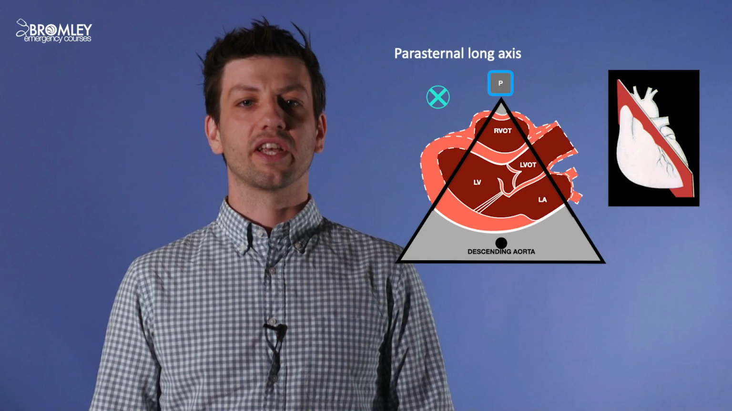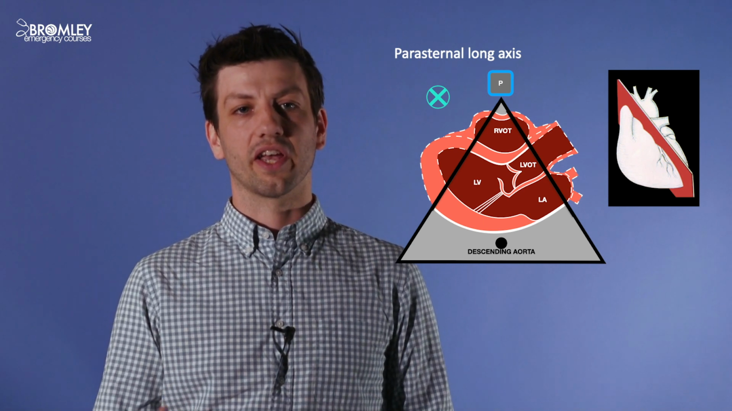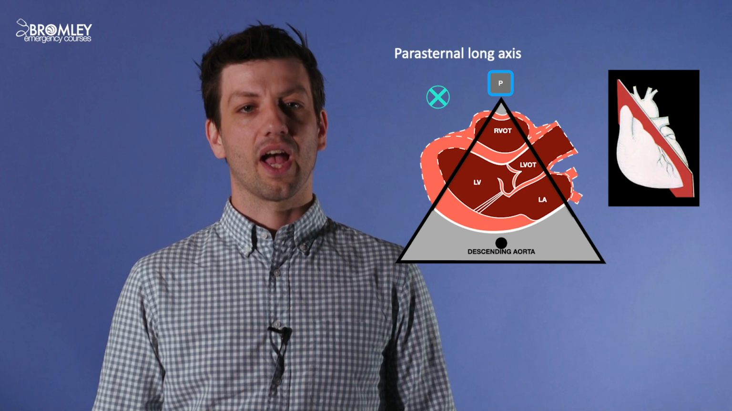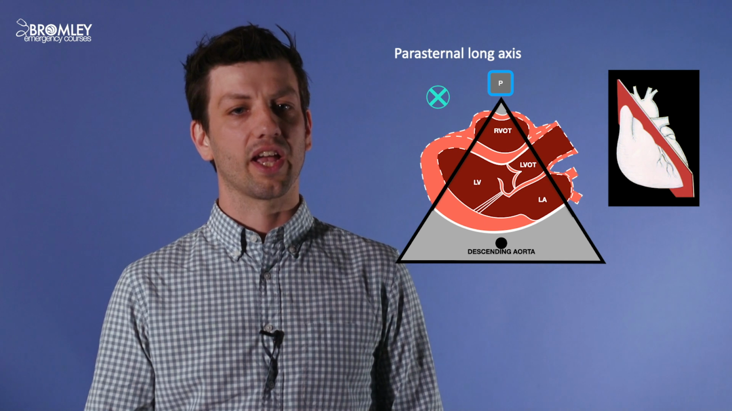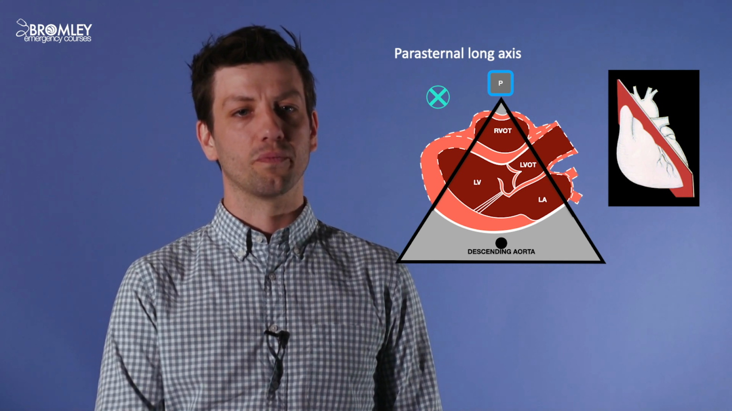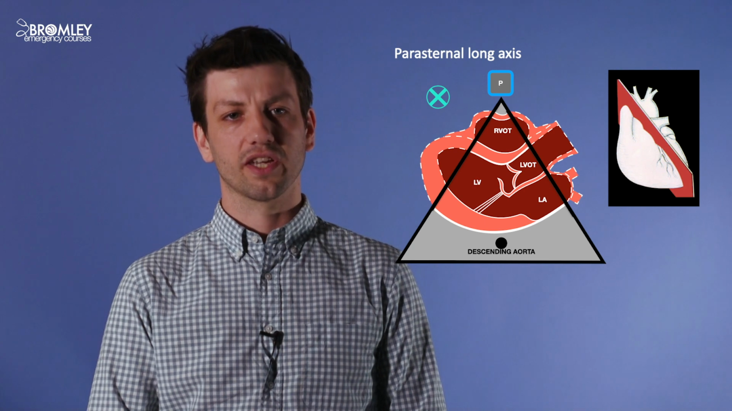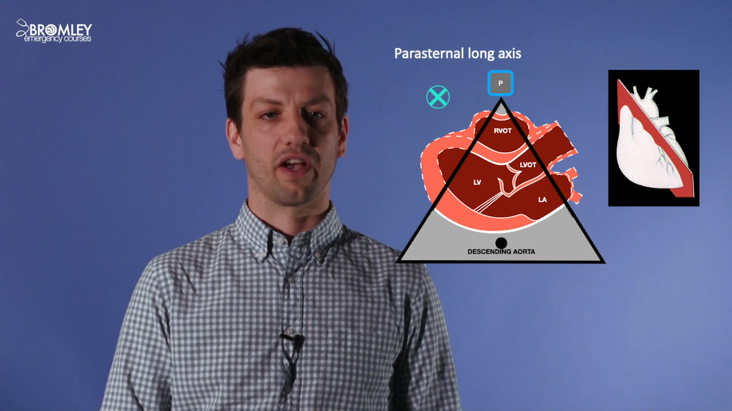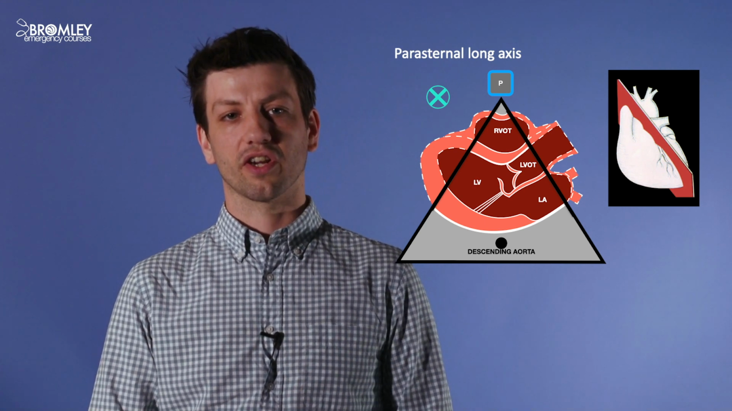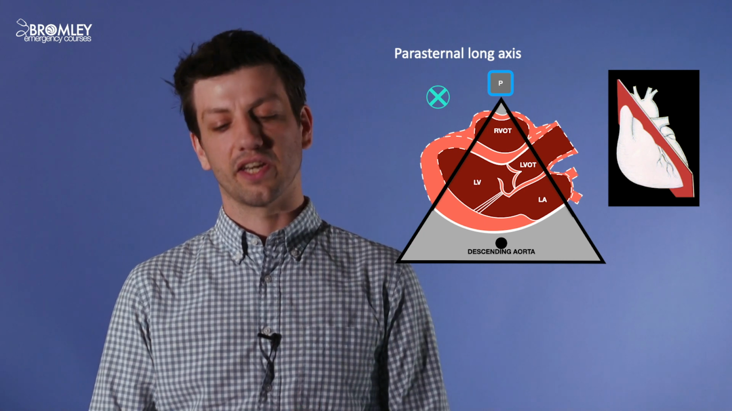So now that we've seen where we position our probe and how we get those images, I'm just going to talk you through what we see on our screen. On this slide here, we can see the slice through the heart that we take with the parasternal long axis view, and we can see the corresponding schematic ultrasound image. So what we're looking at here is the left atrium, the left ventricle, the left ventricular outflow tract, and the right ventricular outflow tract. We can also see the mitral valve and the aortic valve. Beneath the structures of the heart itself, we can see the descending aorta.